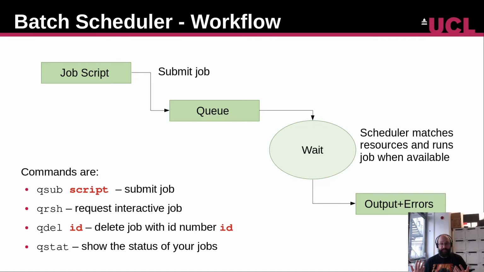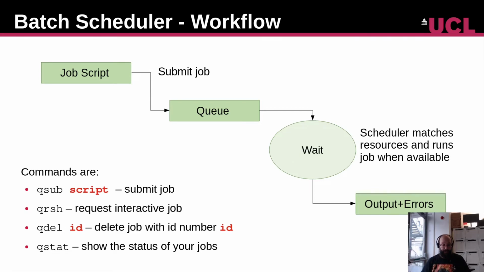There are 4 basic commands, of which 3 you'll need on a daily basis. qsub is the command which submits your job script. qrsh is less useful for this workflow, but what it does is it lets you submit a job that becomes an interactive terminal. So it's like SSHing into the compute node, but you have to wait for a node to become available, and obviously that could be days. So the usefulness of that is limited.